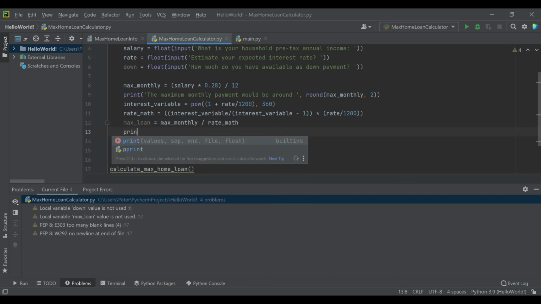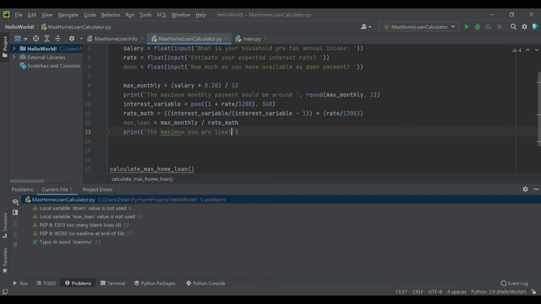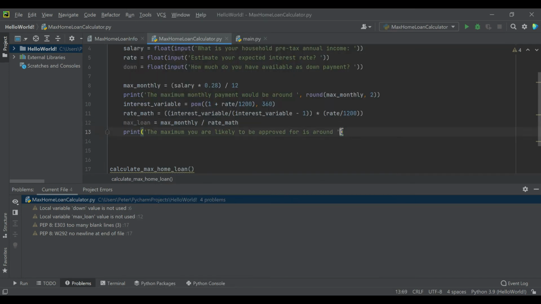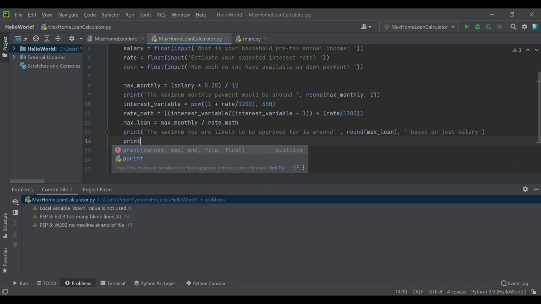But then once we get the max loan, let's go ahead and print the max you are likely to be approved for is around, and we want to say around because we're not promising them anything. We're not a bank. We're just trying to give them an idea of what they could get. And then we will round the max loan we just calculated, and we will throw a caveat in here based on just salary.